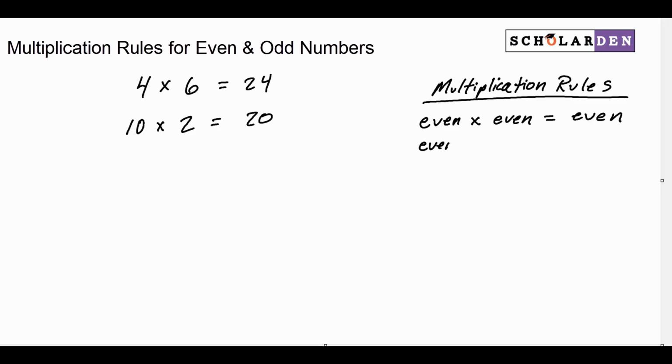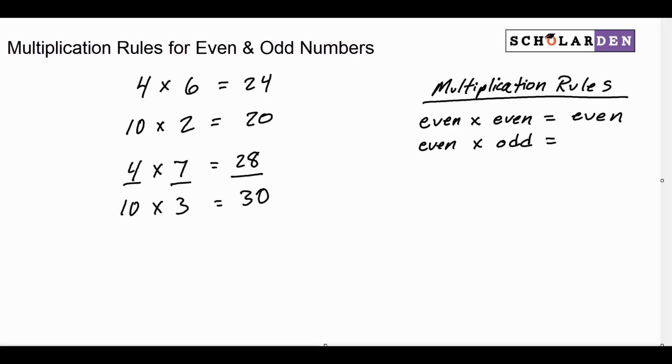What about an even times an odd? Let's try 4 times 7 instead of 4 times 6. Oh, look, that's an even number. That's 28. How about 10 times 3 instead of 10 times 2? That's 30. We're still getting an even. And that's going to continue. So an even times an odd is also still an even.